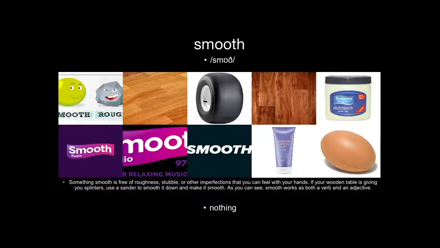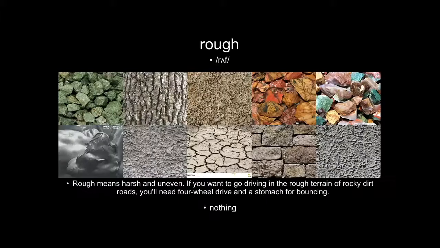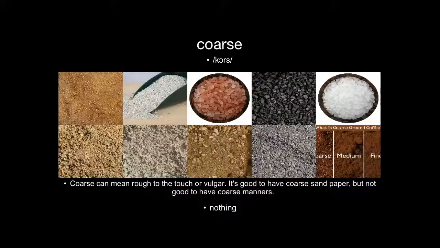Smooth. Something smooth is free of roughness, stubble, or other imperfections that you can feel with your hands. If your wooden table is giving you splinters, it's not smooth. Rough means harsh and uneven. If you want to go driving in the rough terrain of rocky dirt roads, you'll need four-wheel drive and a stomach for bouncing. Coarse can mean rough to the touch or vulgar. It's good to have coarse sandpaper, but not good to have coarse manners.